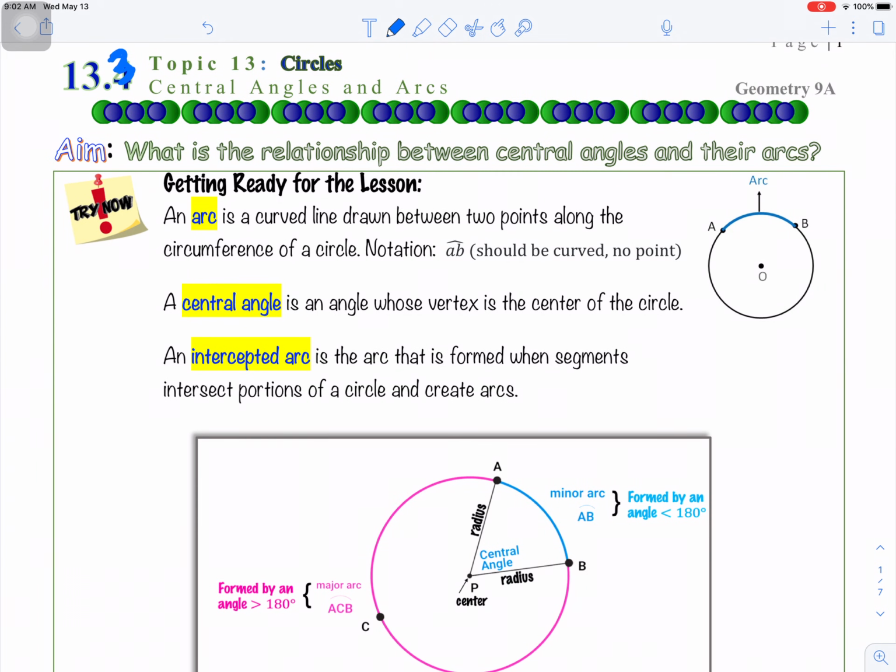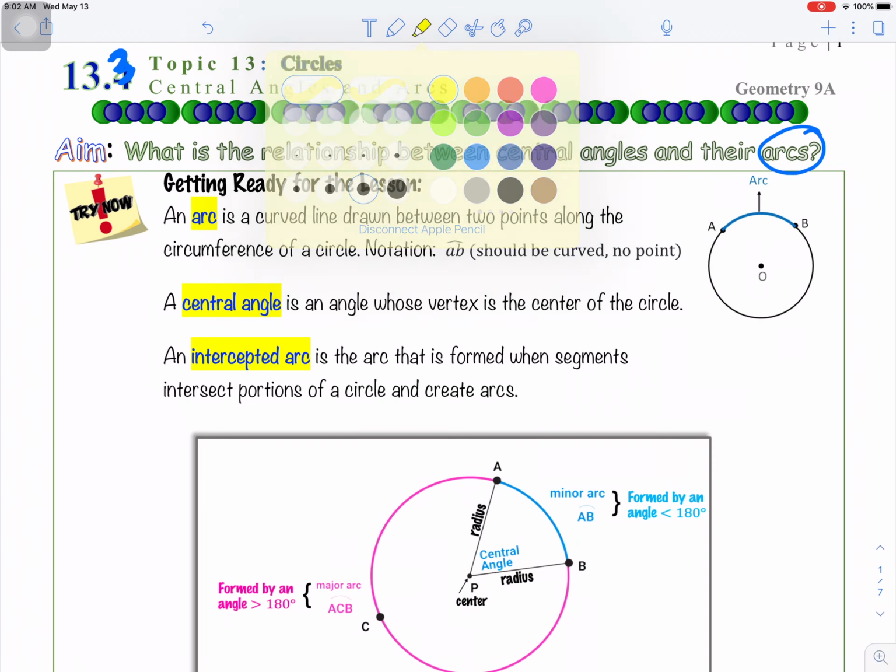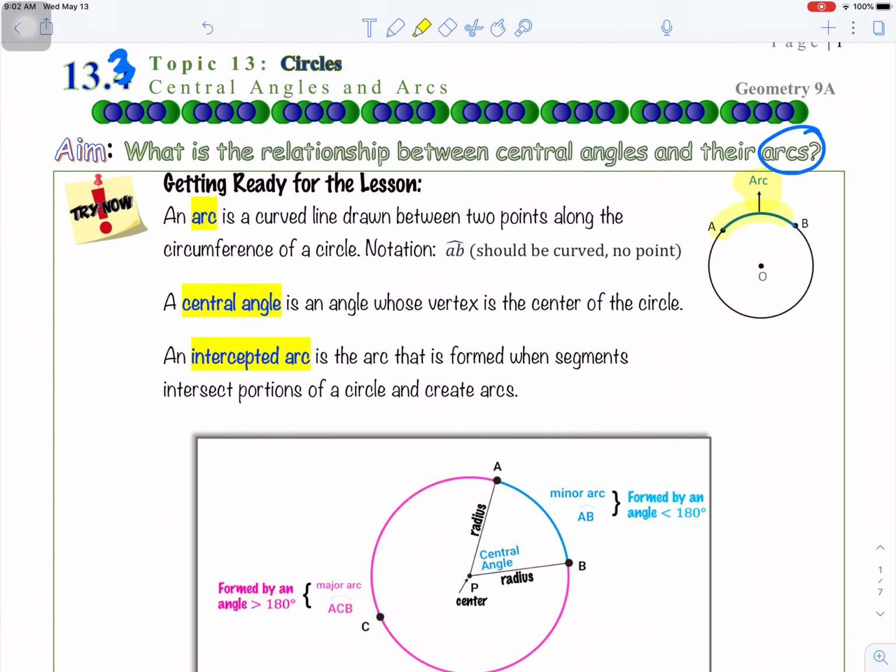Today we're going to be talking about central angles and their arcs. An arc is a curved line drawn between 2 points along a circle. Okay? So right here, you have an arc, AB. And when you read it, you're going to see it written as arc AB, with a little frown on top of it, showing that it's not a segment, it's an arc. Okay, so it's curved.